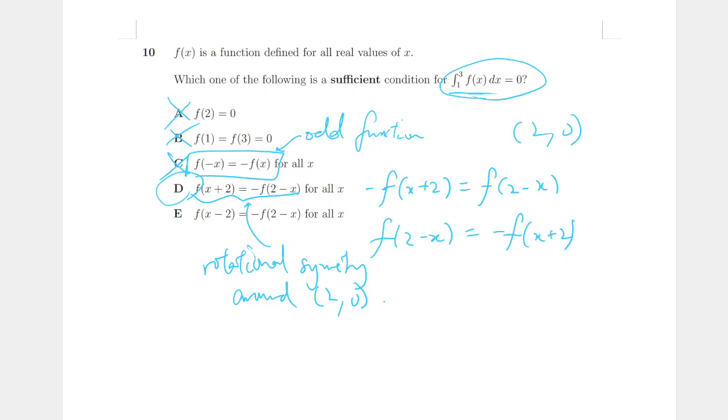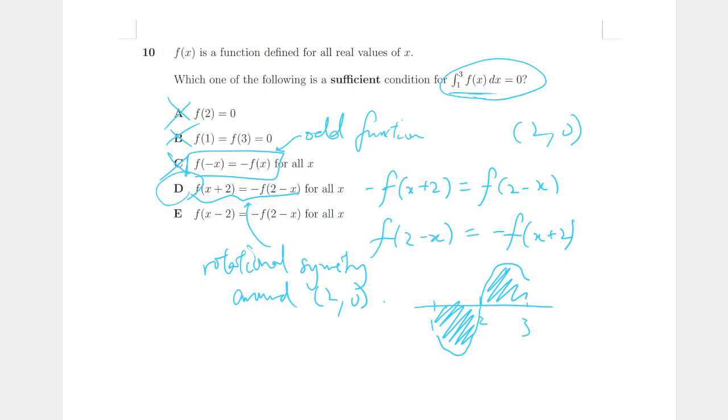Let me explain why rotational symmetry around (2, 0) gets you there. Imagine this is 1, 2, 3. Then, for example, if I do something like this, you need rotational symmetry here. Therefore, the negative area here is the same as the positive area here. That's why, at the end, it cancels to 0.